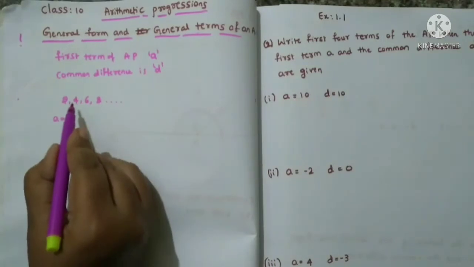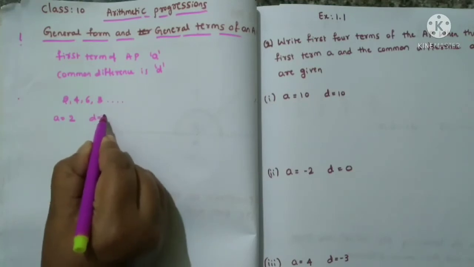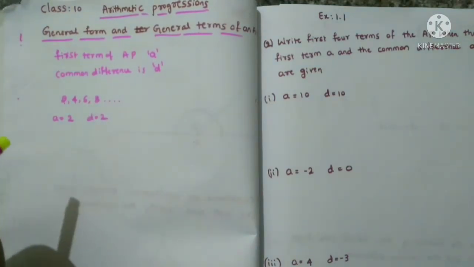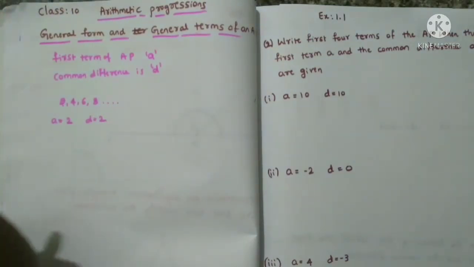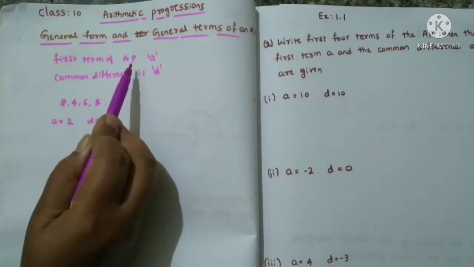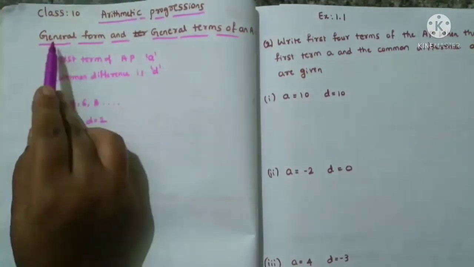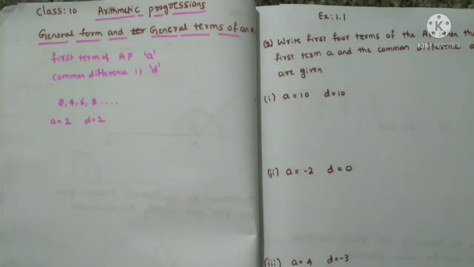So now D is the second term minus first term, 4 minus 2 is 2. So D is 2. And I am taking an AP, arithmetic progression, only here. So here A equal to 2 and D also equal to 2. Now we will see how to write the general term of an AP and the general form of an AP. General form means, if you take any example of an AP, that example should satisfy that general form. Then only we can say it is a general form. By taking examples, I'll explain it, then you can understand it.